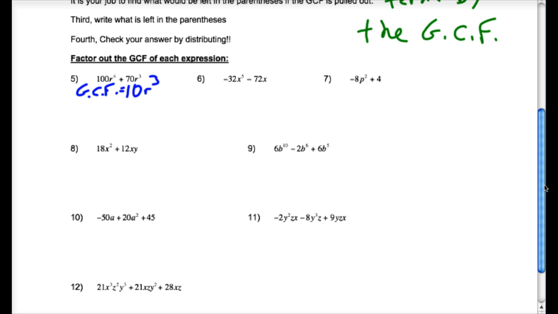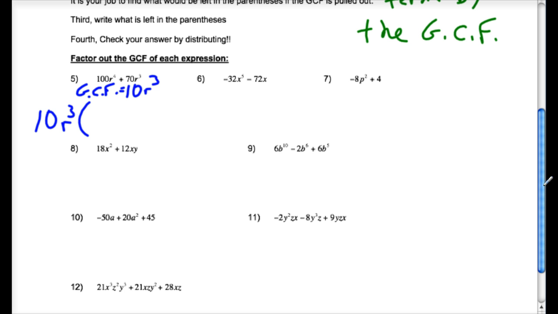Okay, you will not write this step out. You won't write GCF. You're going to start with it right here: 10r cubed, and then start a parenthesis. Now, divide each piece by 10r cubed. And that's the stuff that's left that goes inside the parentheses.